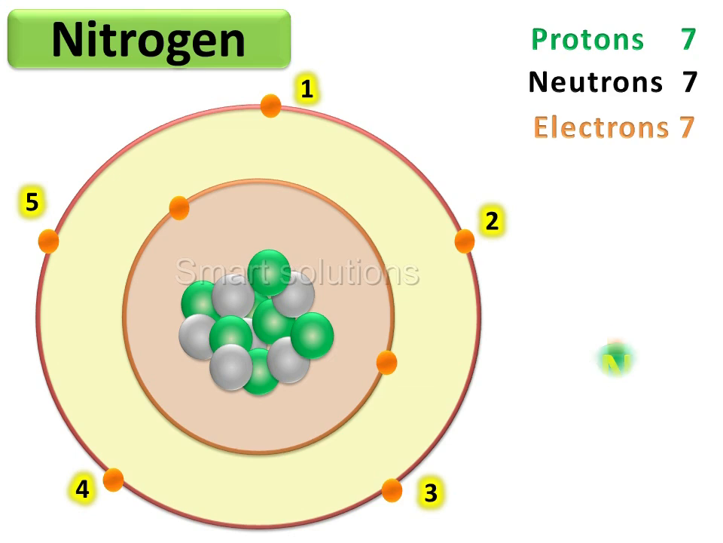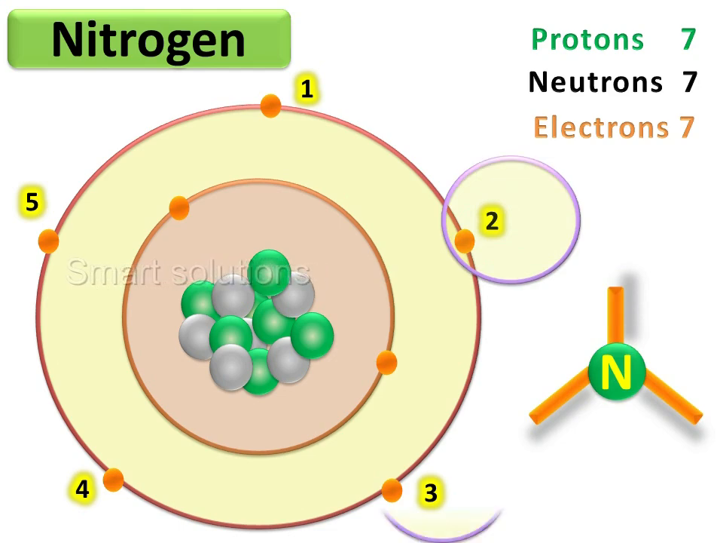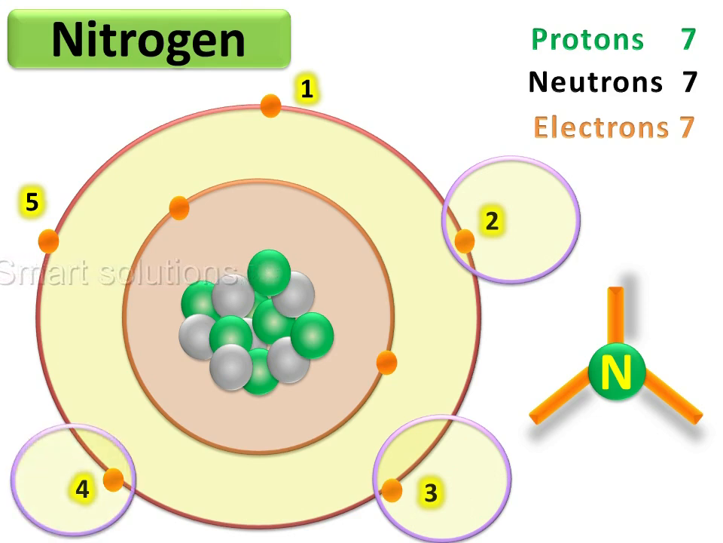Amines are trivalent, that is, nitrogen can form covalent bonds with 3 other atoms. 3 electrons undergo covalent bonding and 2 electrons of amines remain unshared.